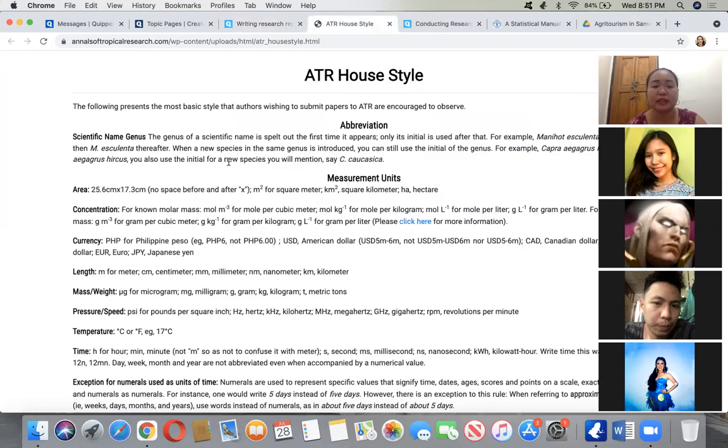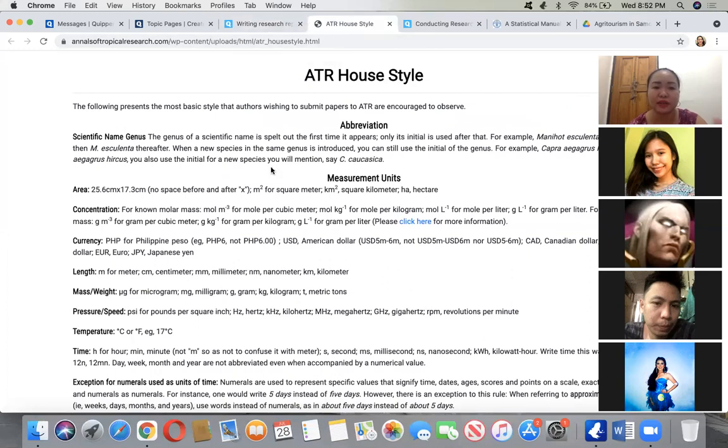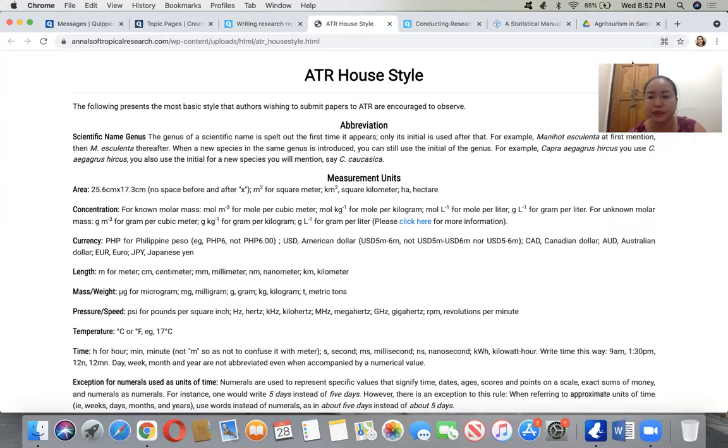You just follow this. This is for the Annals of Tropical Research house style, one of my favorite journals, and I have also published maybe three papers from this journal. So I still have a link on there. If you just click on this, you'll be directed to their homepage. So there, you can see here the scientific name, the genus of science. That depends on the journal, because journals differ.